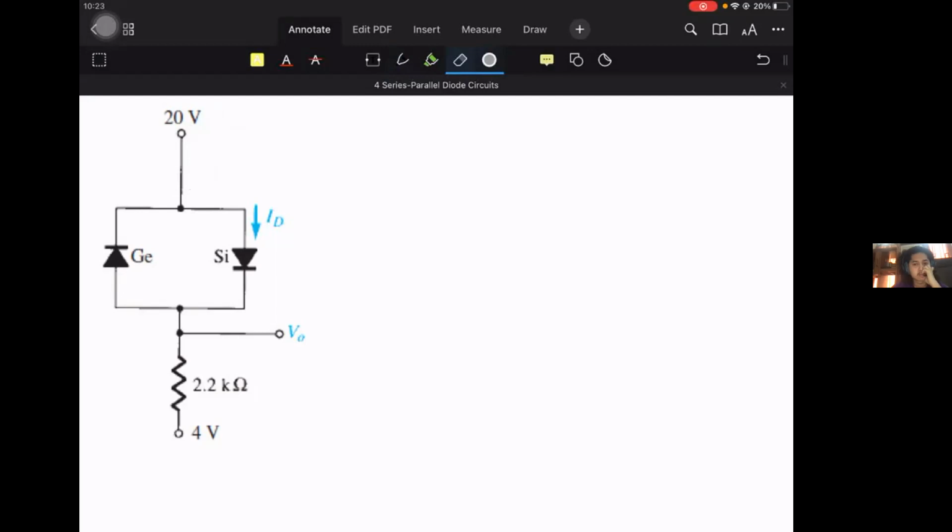That would be proven true if you formulate the KVL equation: 20 volts opposed by 4 volts, or perhaps you subtract it, 20 minus 4. But effectively, the prevailing direction of the current is downward, because 20 volts is larger than 4 volts. So if the current direction is downward, which of the two diodes do you think will turn on? Germanium or silicon?